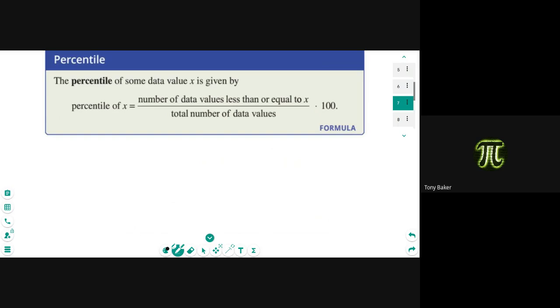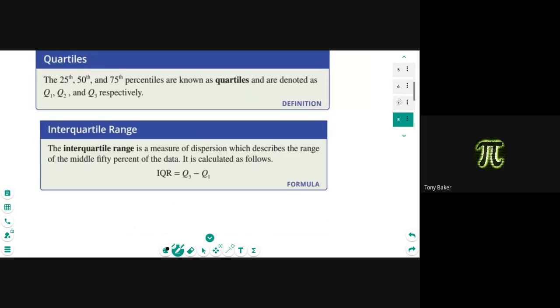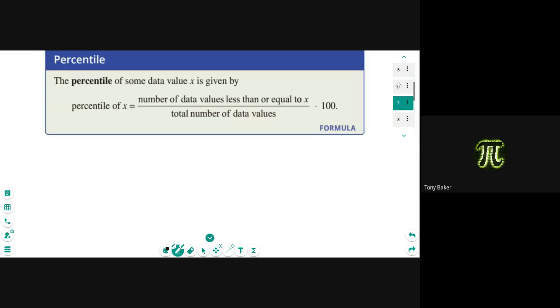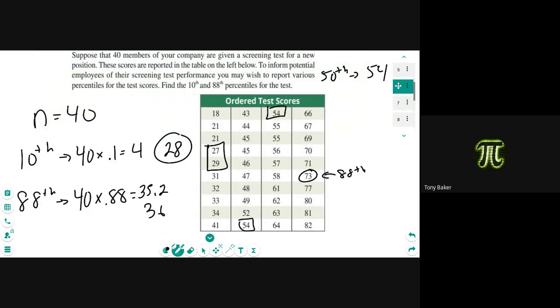The other thing that we can do is we can determine what percentile a number is. So if I was looking at, let's say I want to find, actually, I'm just going to duplicate this slide. Give me 1 second.